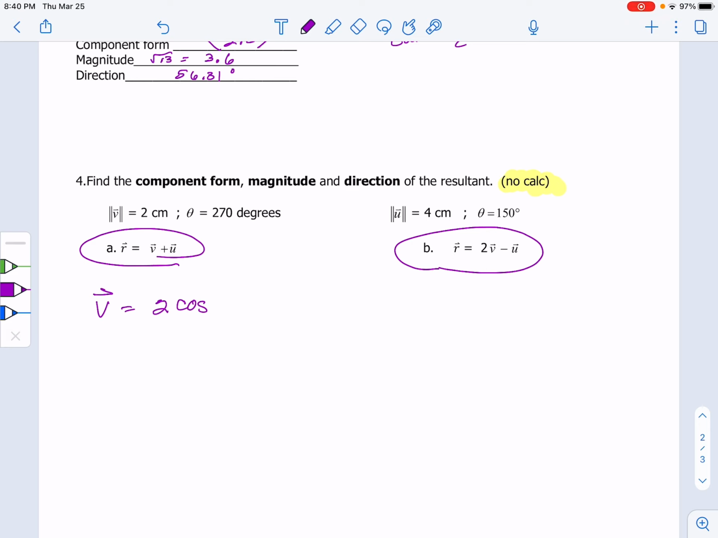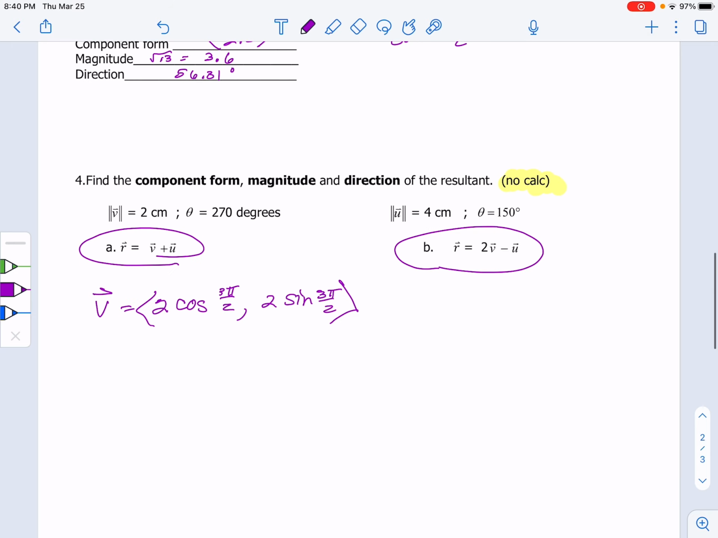Well, 270 degrees is 3 pi over 2. And 2 times the sine of 3 pi over 2. Well, the cosine of 3 pi over 2 is 0. And the sine is negative 1, so this is negative 2.